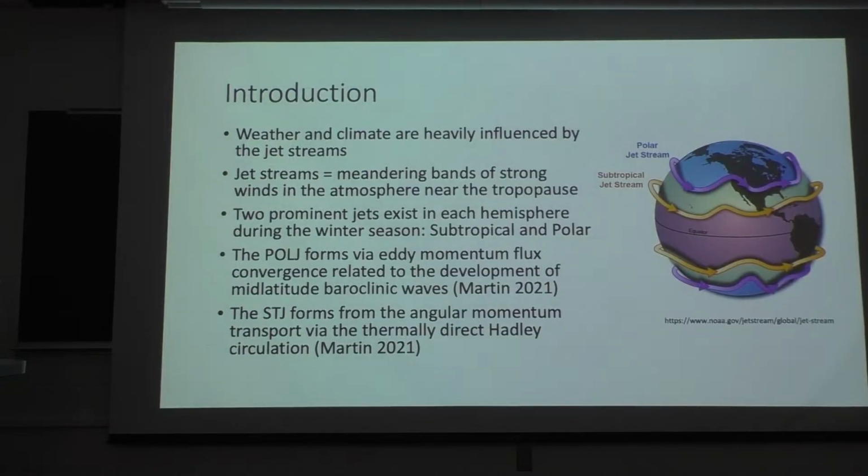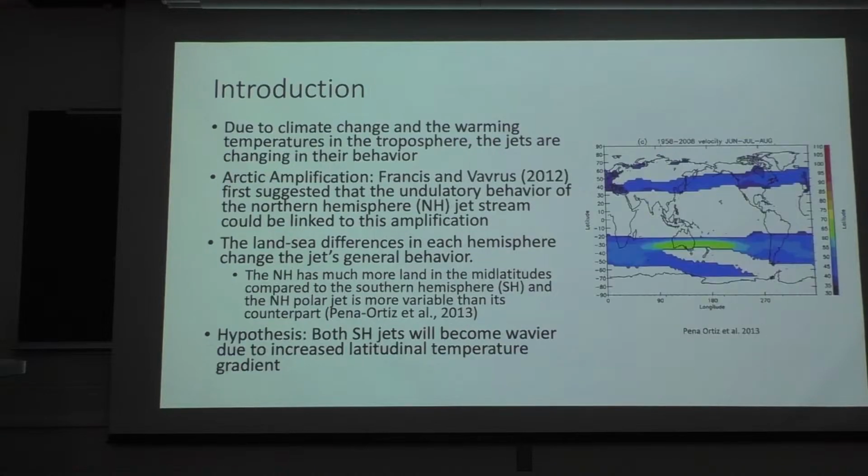So just a very brief introduction of jets in general. The weather and climate is heavily influenced by the jet streams, and they are meandering bands of strong winds in the atmosphere near the tropopause. Two prominent jets exist in each hemisphere during the winter season, the subtropical and polar jet streams. The polar jet stream forms via eddy momentum flux convergence related to the development of mid-latitude baroclinic waves. And the subtropical jet stream forms from the angular momentum transport via the thermally direct Hadley circulation.